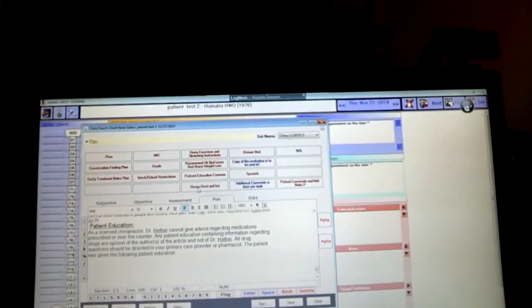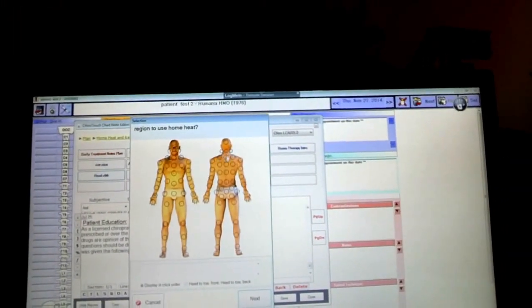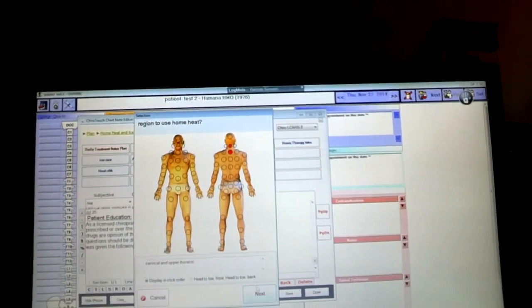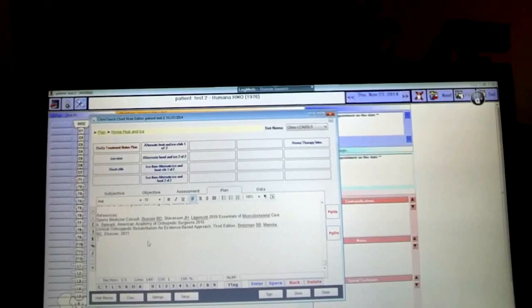Back to plan, let's say I want them to use heat at home, and from heat we're going to tell them why we want them to use heat, and we're going to want them to use heat to their neck and their upper back, and no more than about 15 minutes. And again, we're going to reference where we're going to get this.